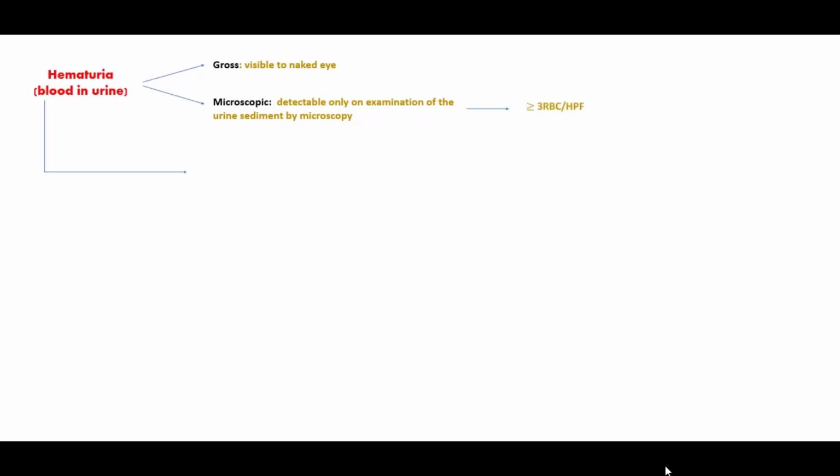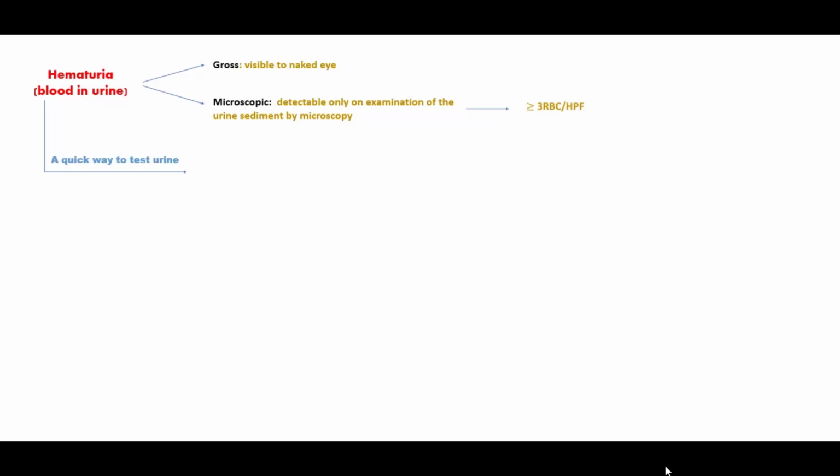What is hematuria? Hematuria is blood in urine. We have two types of hematuria: gross hematuria, which is visible to the naked eye, and microscopic hematuria, which is detectable only on examination of the urine sediment by microscopy. We can say it is present if we see more than 3 RBC in a high power field.